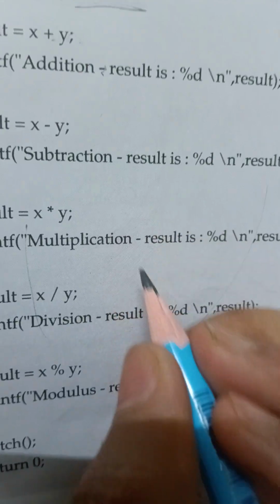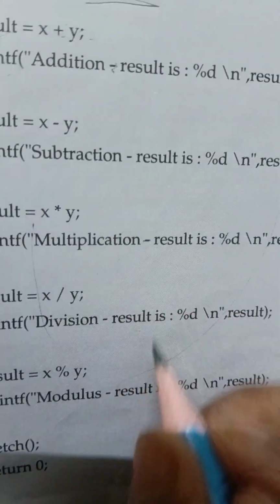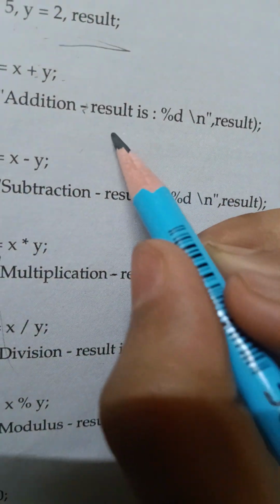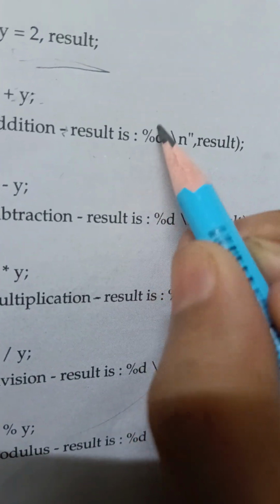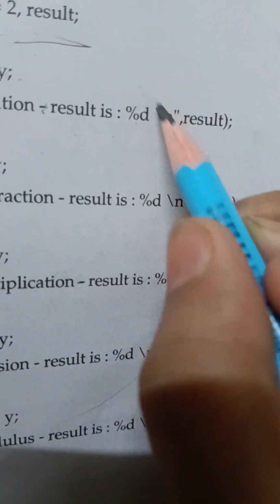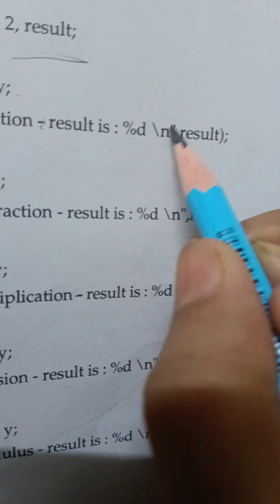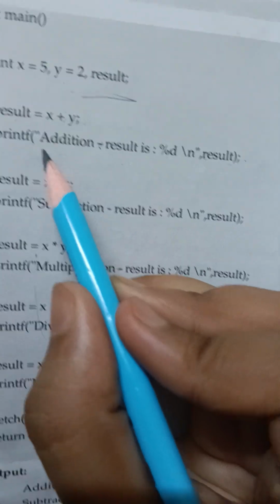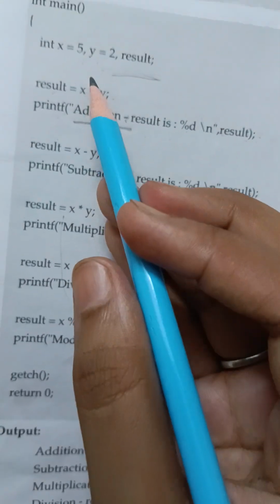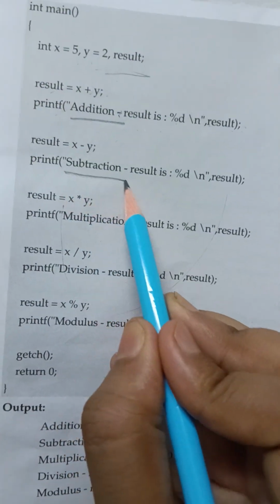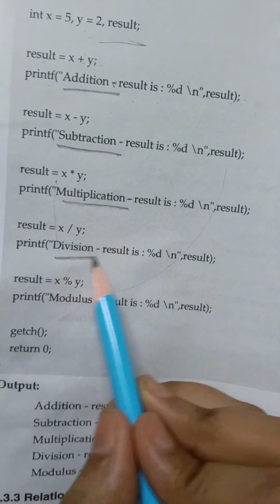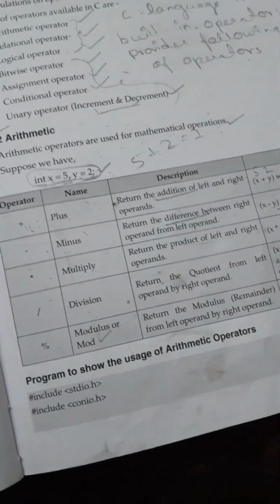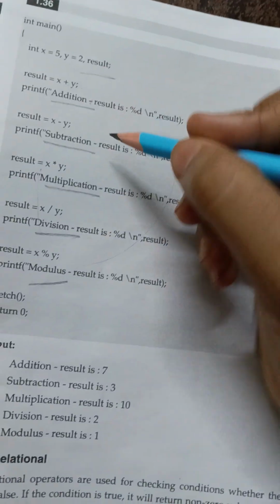In everything we have to just take that. Then write result colon percent d slash n, double quotation, and result. Like this only, I have written addition here. Write the same thing, just change this to subtraction, multiplication, division, modulus, how we have done with this same question. Just did the different types of function with that. Like that only you have to do.